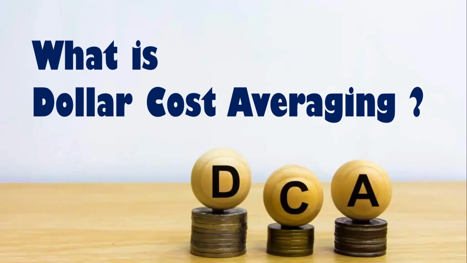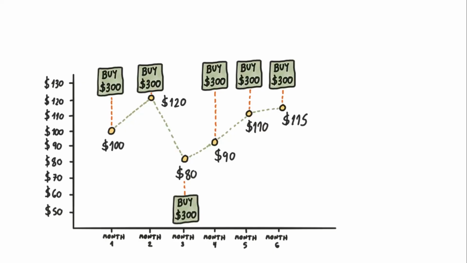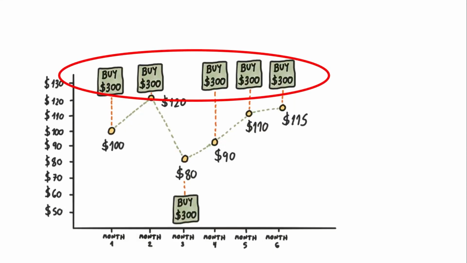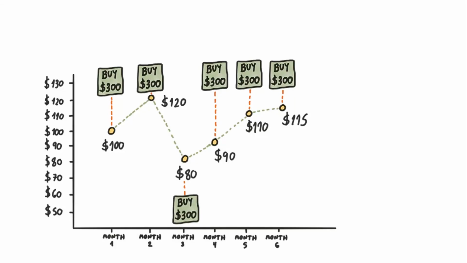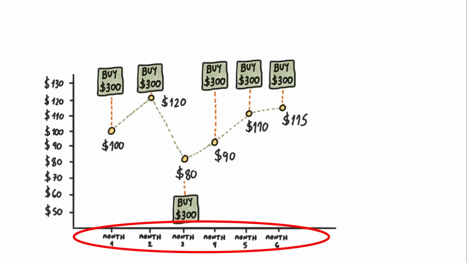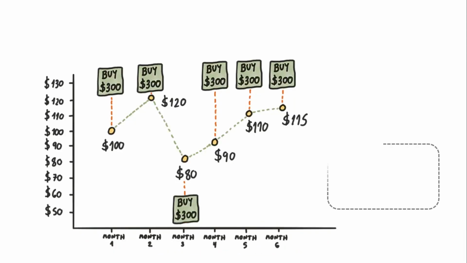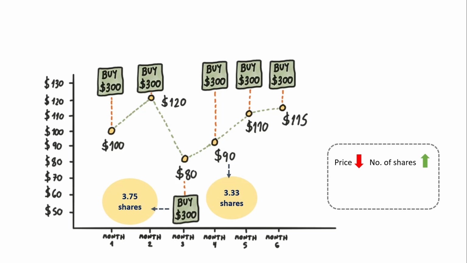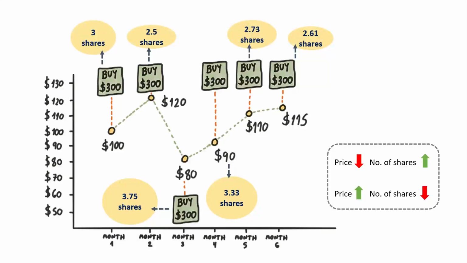So DCA is an investment technique of investing a fixed amount of money into a particular investment product at periodic intervals. Example, monthly or quarterly. For instance, investing a fixed amount into a particular stock over a period of 6 months. This means you will buy more units of the shares or unit trust when the price comes down and fewer units when the price is higher.